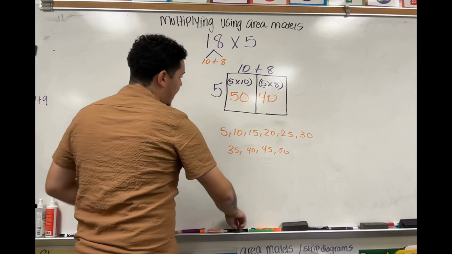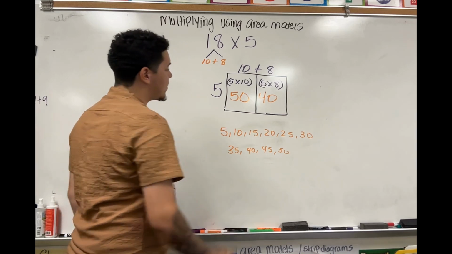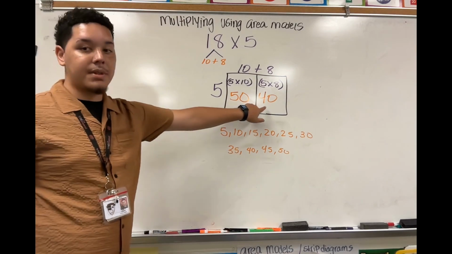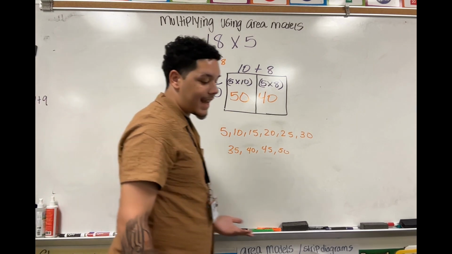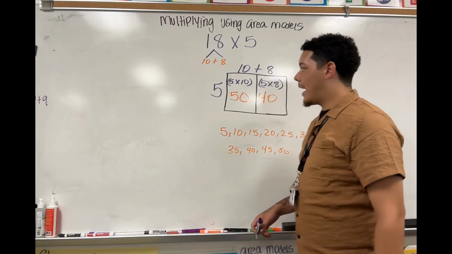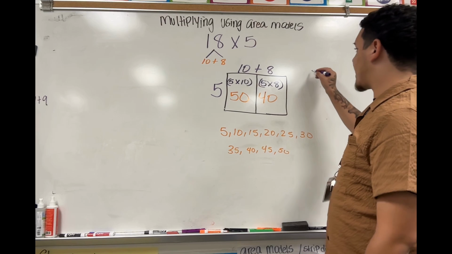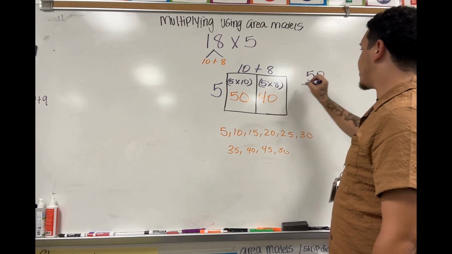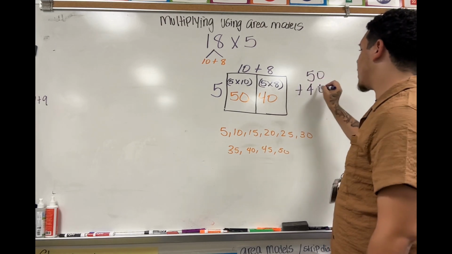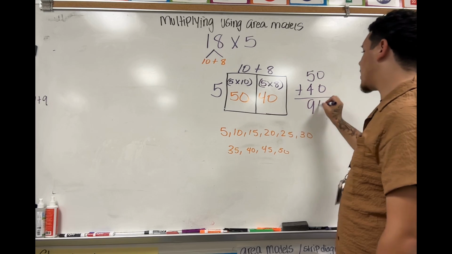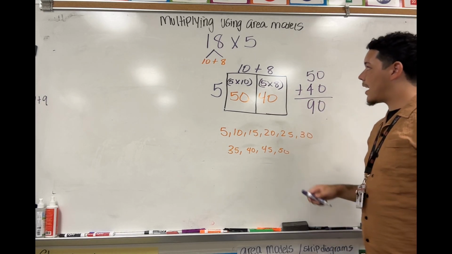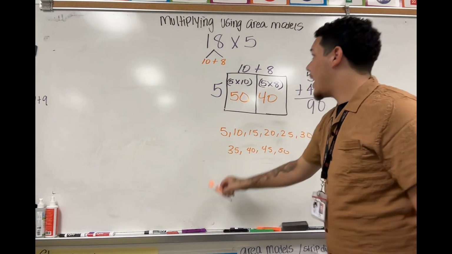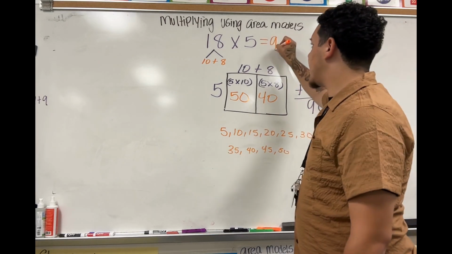All right, the last step of my area model is to simply go ahead and add the two numbers that you have. That's why we have that line here. It's essentially symbolizing an addition sign. And you're going to go ahead and add those up. So that's going to be 50 plus 40, which is equal to 90. All right, so there you go. 18 times 5 is actually 90.